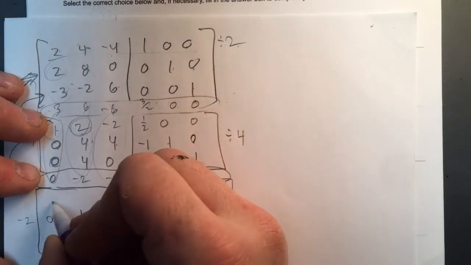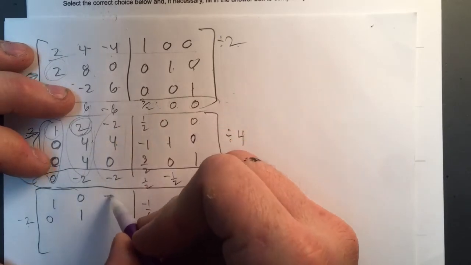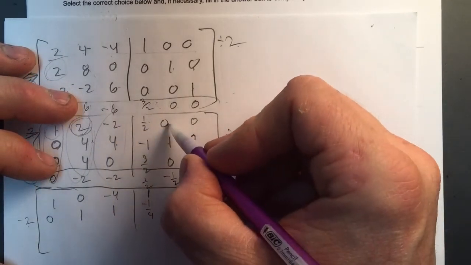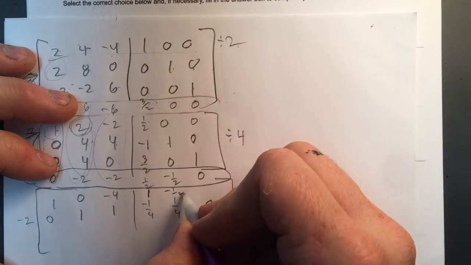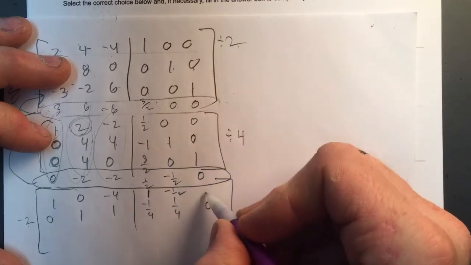And now I'm going to add this row right here to this top row. So 1 plus 0 is 1. 2 plus -2 is 0. That's what I needed. -2 plus -2 is -4. 1/2 plus 1/2 is 1. 0 plus -1/2 is -1/2. And then 0 plus 0 is 0.